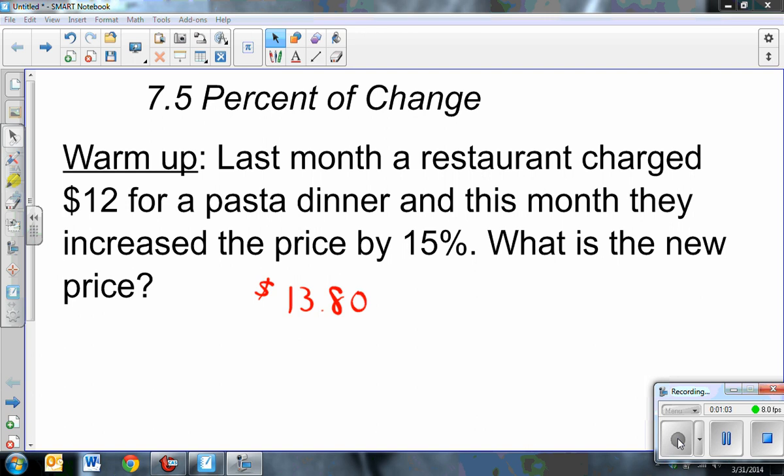So today we're going to be sort of reversing the process. We'll be given the $12 and we'll be given the $13.80, and the question will say, by how much did the meal increase? By what percent did the meal increase? And we'd be solving for the 15%. Okay, so we'll come back to this in a second.